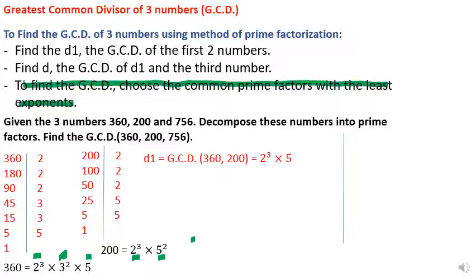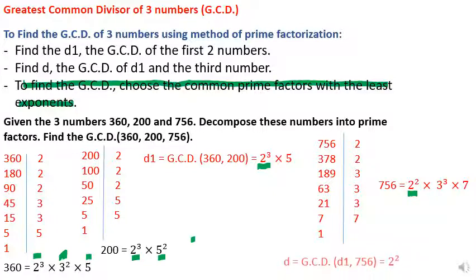Now let us find the prime factorization of the third number. So the prime factorization of the third number is as you can see. Now you should search for the common divisor for both. Here I have 2 and 2. These are the only common prime numbers. So if we have 2 to the power 3 and 2 to the power 2, what do we choose? We choose 2 to the power 2. So the greatest common divisor for the numbers 360, 200, and 756 is 2 to the power 2.